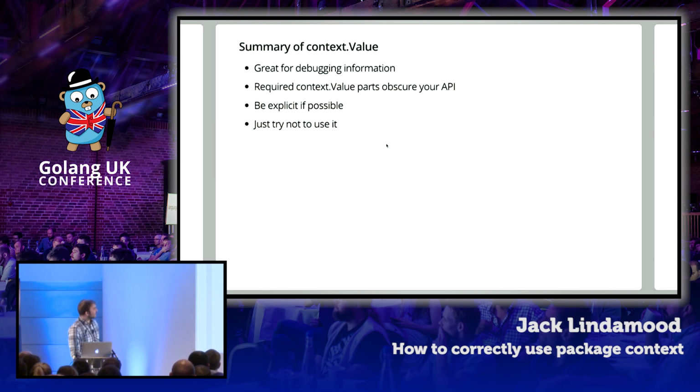So, summary of context.value: really great for debugging information. Required context.value parts would obscure your API, so I would advise against those. I believe it is better to be explicit in your API, so make explicit parameters, and try not to use it. It has a purpose, so I would go back to inform, not control. If you're doing inform style operations, then that's a really great use of context.value. But if you're doing control style operations, yeah.